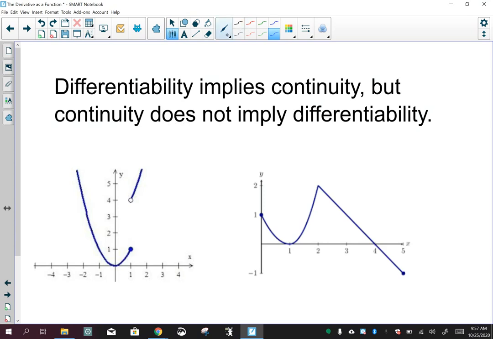Please make sure you understand this. This is one of the biggest pieces of derivatives. Continuity does not imply differentiability. But if you can find and take the derivative at that specific point, then yes, you are continuous. Okay?